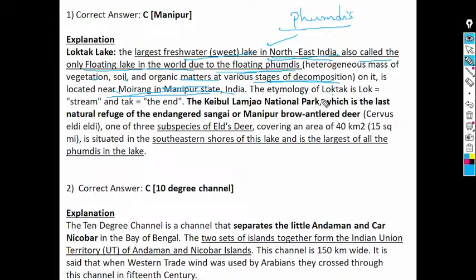The etymology of Loktak is: Lok means stream and Tak means the end, stream at the end. Here it is the Keibul Lamjao National Park, which is the last natural refuge of the endangered Sangai, or the Manipur brown antlered deer.